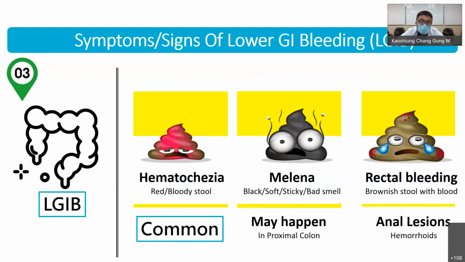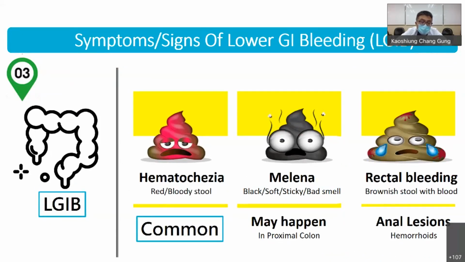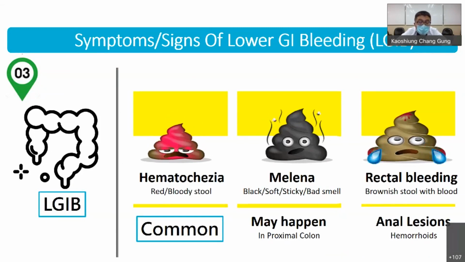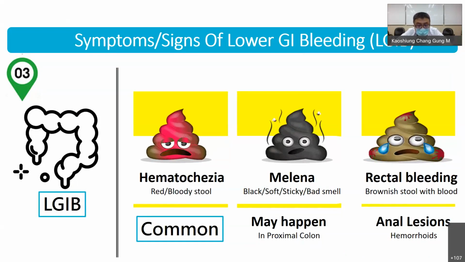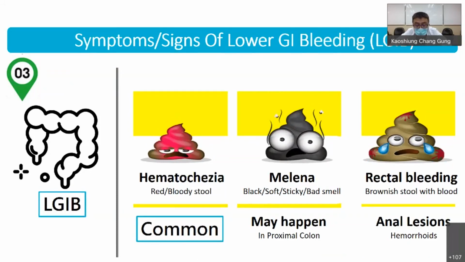Okay, next we'll go on to the third part, bleeding called low GI bleeding. That means the bleeder is from the colon, distal to the ileocecal valve and proximal to the anus. Okay, let's call it low GI bleeding. Patients with low GI bleeding, the most common symptom is hematochezia. That means patients have bloody stool.